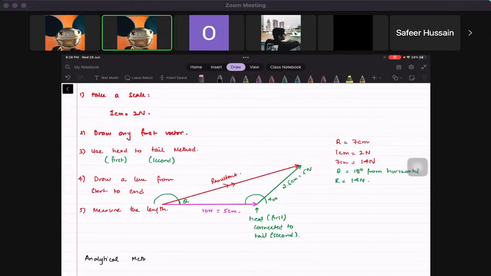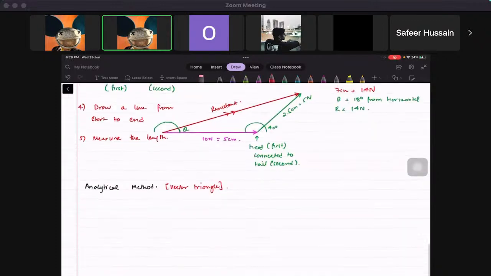Now, going towards the next thing, we are basically moving towards the analytical method of vector triangle. Before we do that, some of you might have taken maths, some of you might not have taken maths, right? So I would like to give you two formulas that you need to remember, okay? All right, so let's talk about them first.